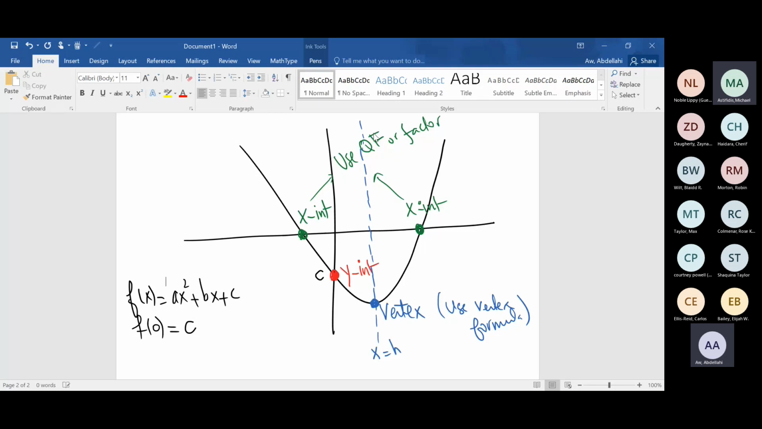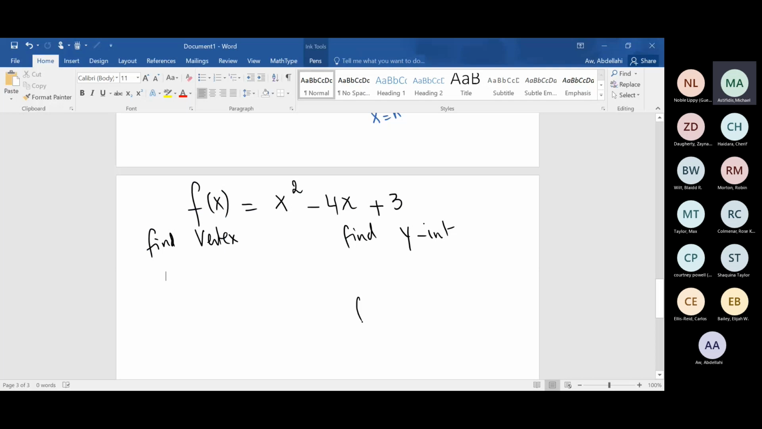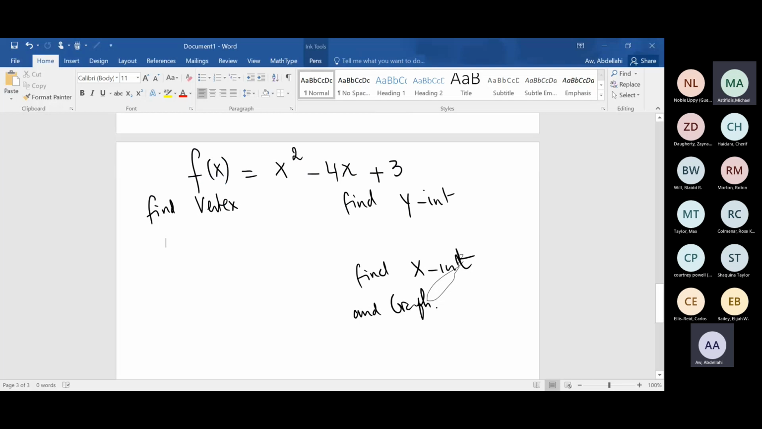So let's give an example right here. For instance, if I ask you, f of x equals x squared minus 4x, right, plus 3, find the vertex, find the y-intercept, find the x-intercept, and then graph. Find the 4 points here, and then graph.